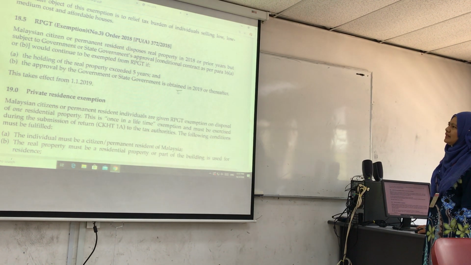This one is also another exemption: if you dispose of real property in 2018 or prior years, but subject to government approval.